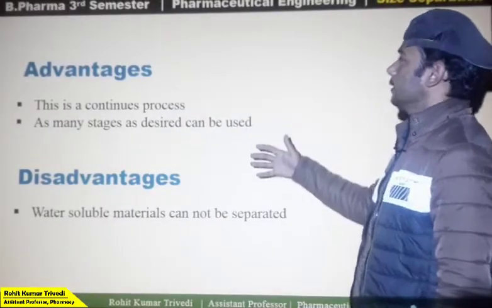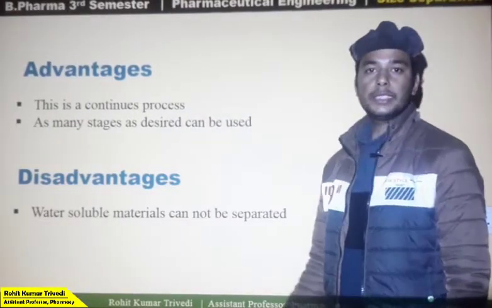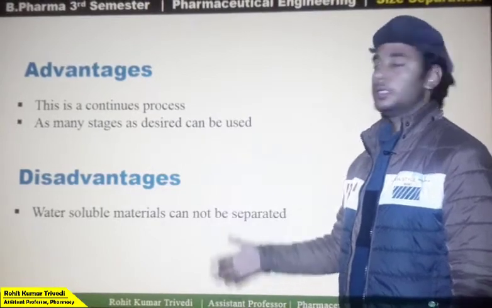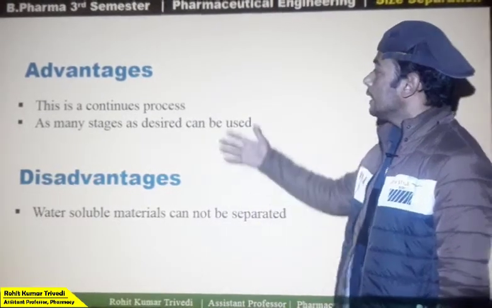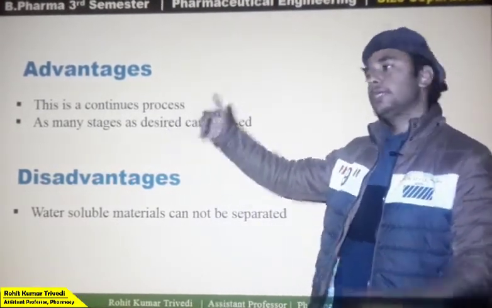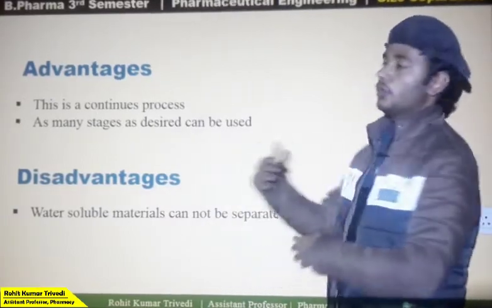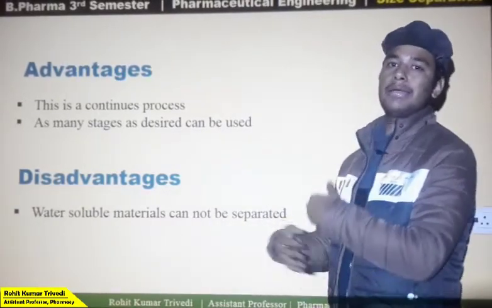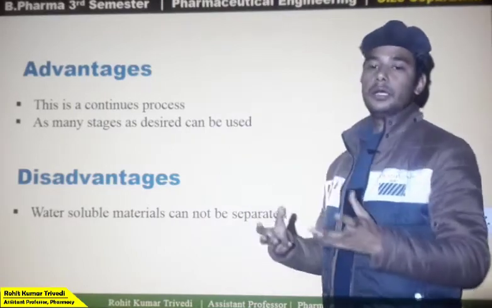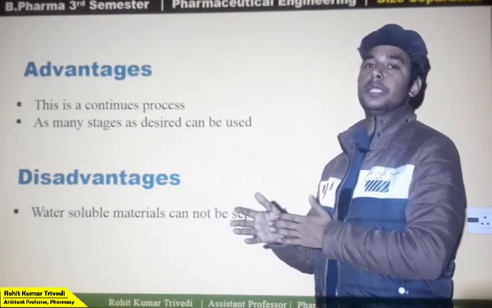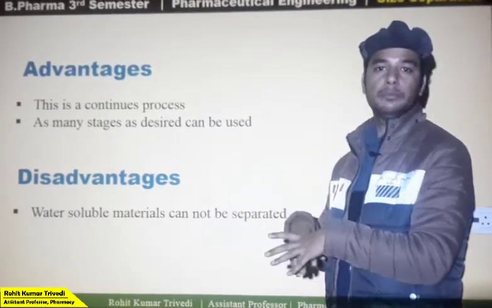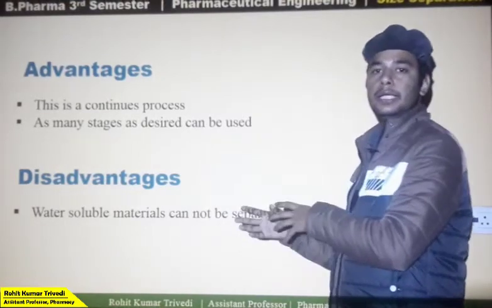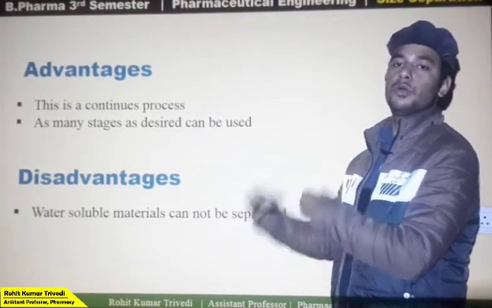Now moving to the advantages of the elutriation method of size separation. Basically it is a continuous process, meaning we can use these machineries for a longer duration continuously, and we will be separating our different size particles continuously. We are not required to break the process in between and collect the particles separately. It is a continuous process, and we can use this method for a longer duration.